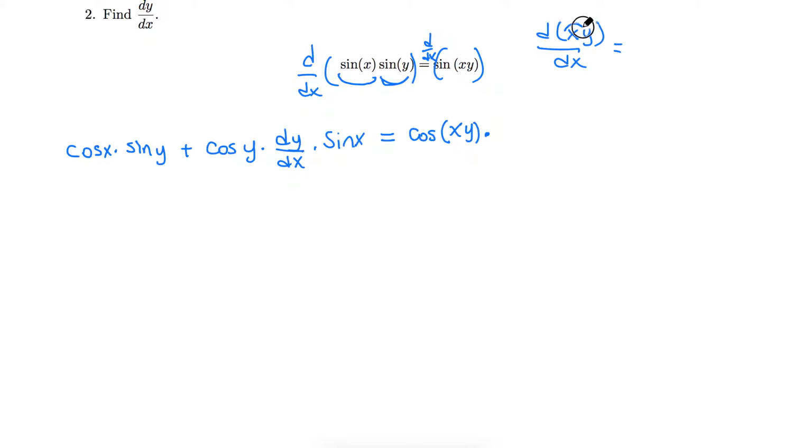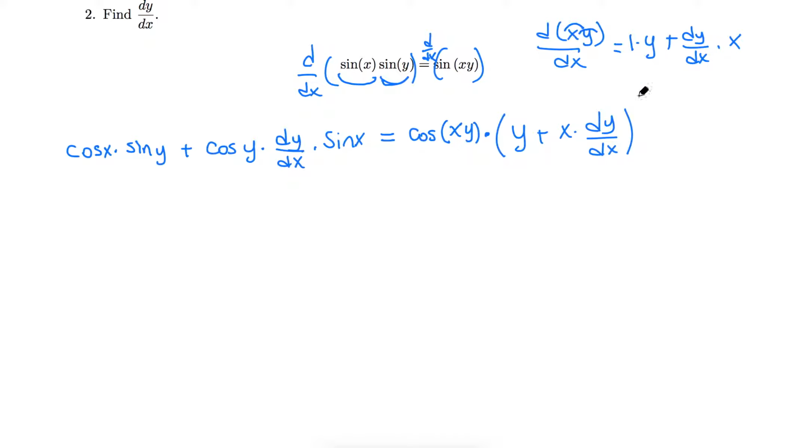So this is x's first function, the derivative of x is 1, times the second function, plus the derivative of y, that's what we're looking for, dy over dx, times the first function. So we have cosine xy times y plus x times dy over dx.